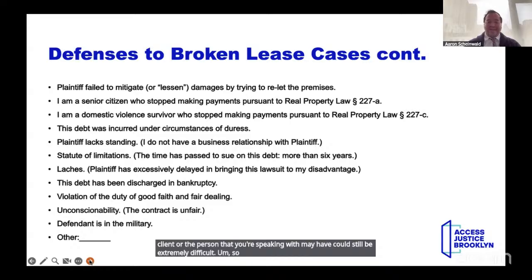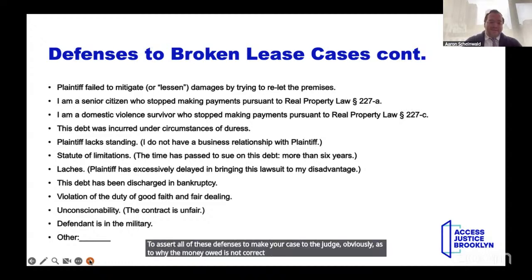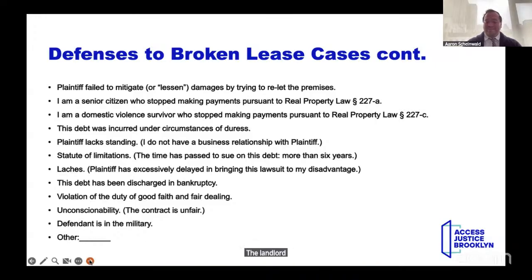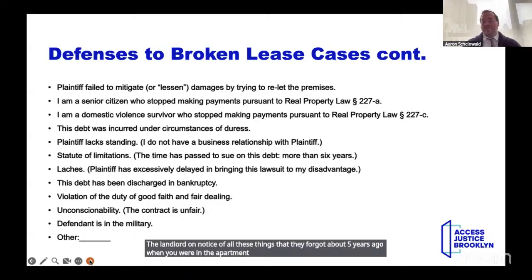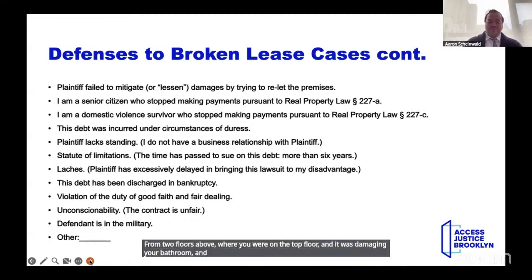So it is extremely important, A, to assert all of these defenses to make your case to the judge, obviously, as to why the money owed is not correct, and B, to assert those defenses to the plaintiff. It may be that you actually are the kind of person who wants discovery to be exchanged so that you can say that you put the landlord on notice of all these things that they forgot about 5 years ago when you were in the apartment and there was an issue with hot water, or bed bugs, or rodents, or a roof that was leaking into your apartment from 2 floors above, or you were on the top floor and it was damaging your bathroom, and your bedroom, or your child's bedroom.